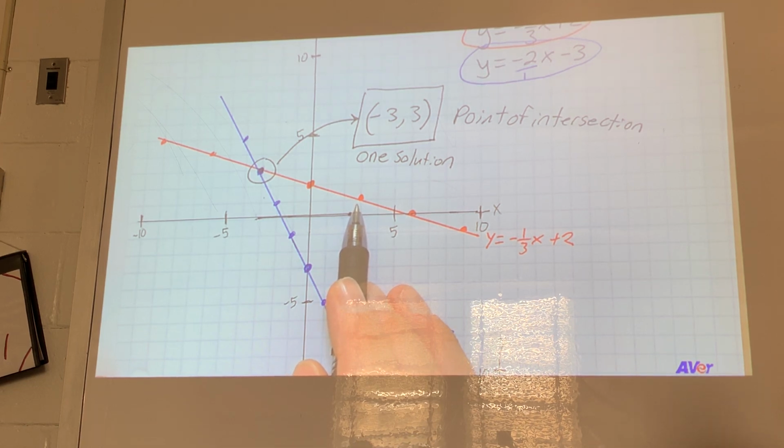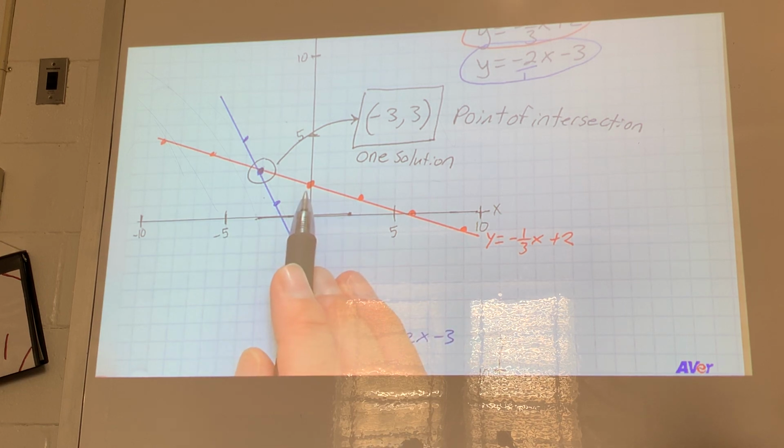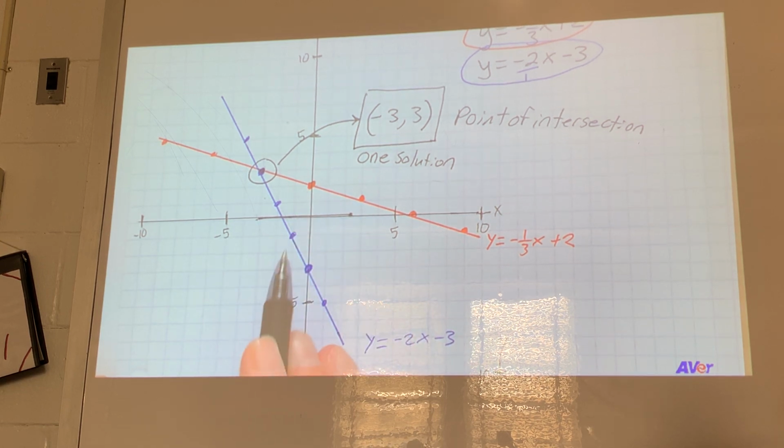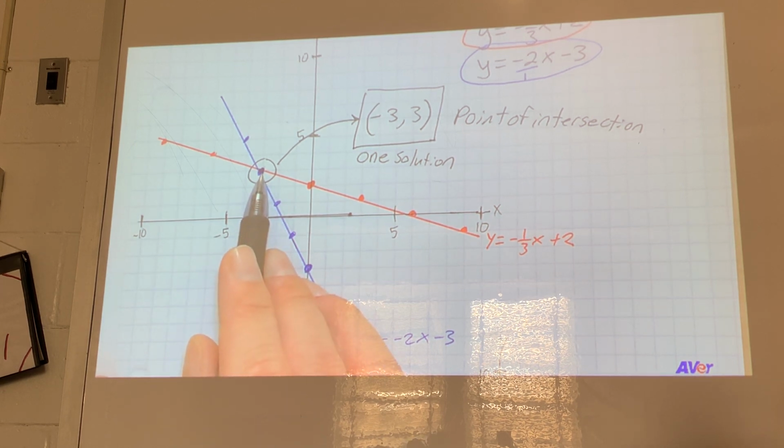The first equation. What about this point? The red one. What about this one? The blue or the second. This one? What about this? Both. And that's what we're looking for, is the one that's a solution to both.